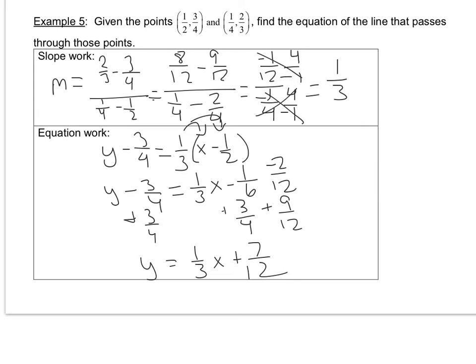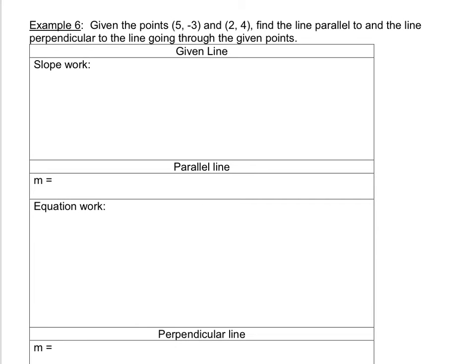So let's look at some more. It says, given the points (5, -3) and (2, 4), find a line parallel to and a line perpendicular to the line going through the given points. Okay, so find the slope first.